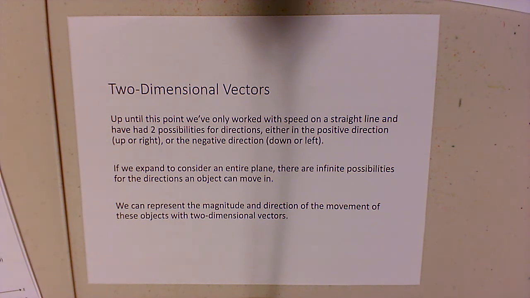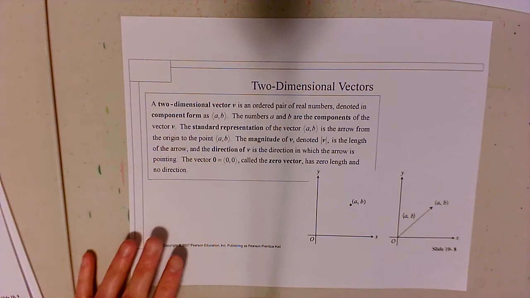And so what we can do is represent the magnitude, how fast we're going, and the direction, the angle of our movement, with two-dimensional vectors. I think a lot of you have probably already covered these in physics, so hopefully this will be really easy for you and just a review of some things.